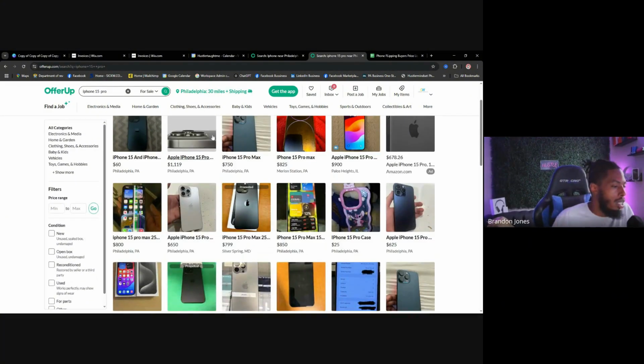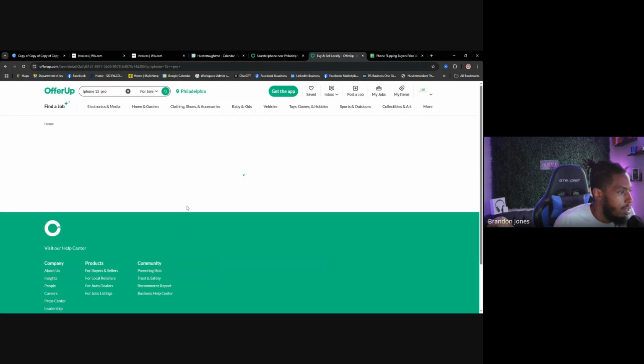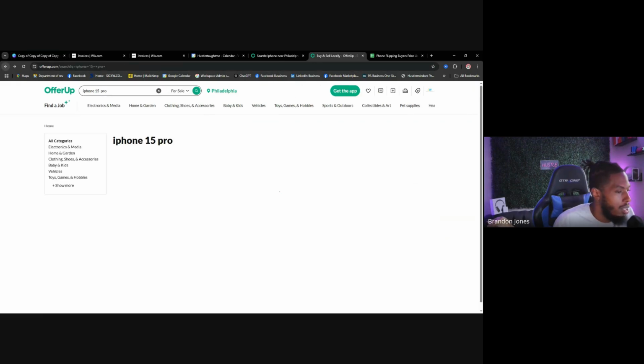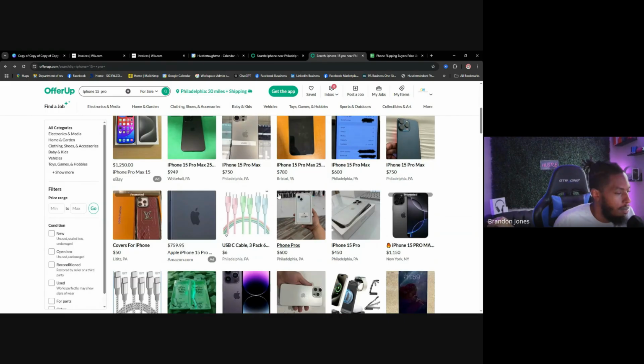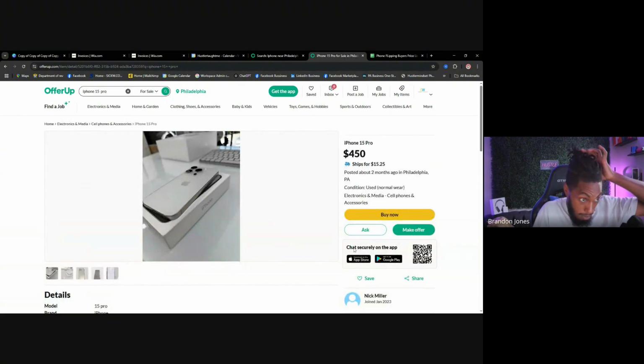People are listing. Let's see. Let's make sure this isn't a Pro Max. It's probably a Pro Max. Let me see. Yeah, it's a Pro Max. Let's see if we can find a Pro. 15 Pro. 15 Pro 450. Okay. Yeah.